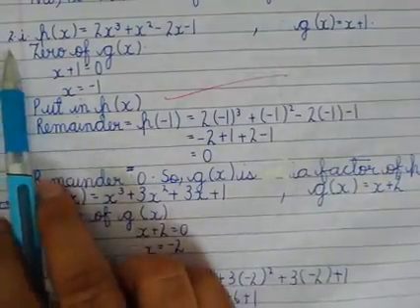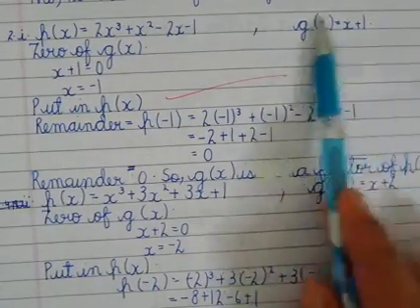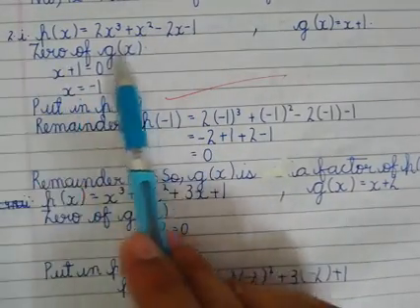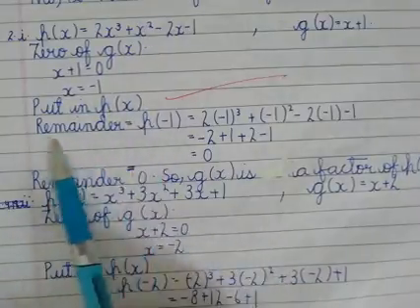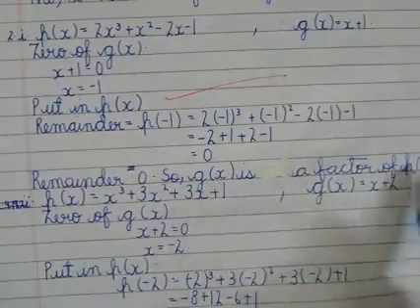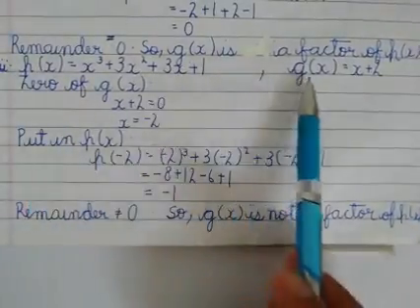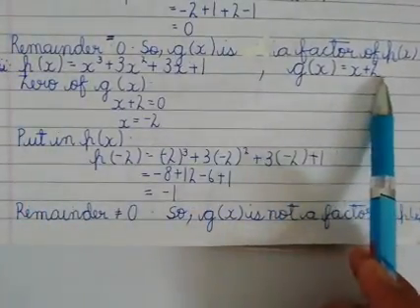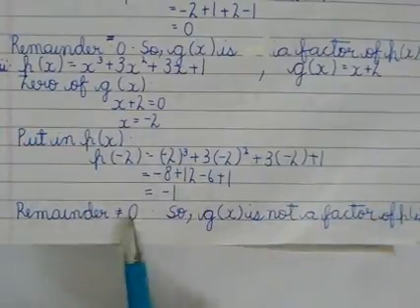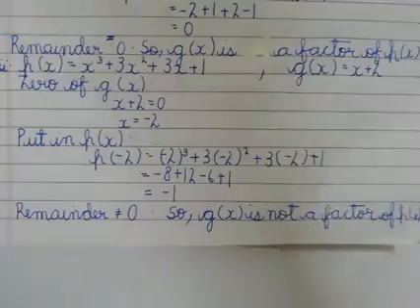Now here is question number 2. This polynomial p(x) is given and g(x) is given. We have to check whether this g(x) is a factor of the given polynomial p(x) or not. Same thing: put the 0 of g(x) in p(x). Here the remainder is 0, so g(x) is a factor of p(x). Now here is the second part. p(x) is given, g(x) is different this time, x plus 2. Put the 0 of g(x) in p(x); the remainder is not equal to 0 because here it is minus 1, so g(x) is not a factor of p(x).